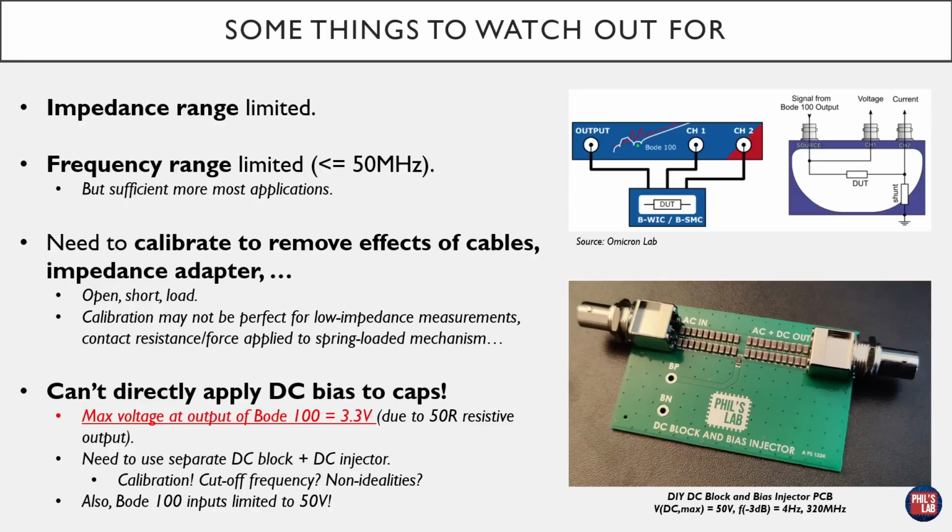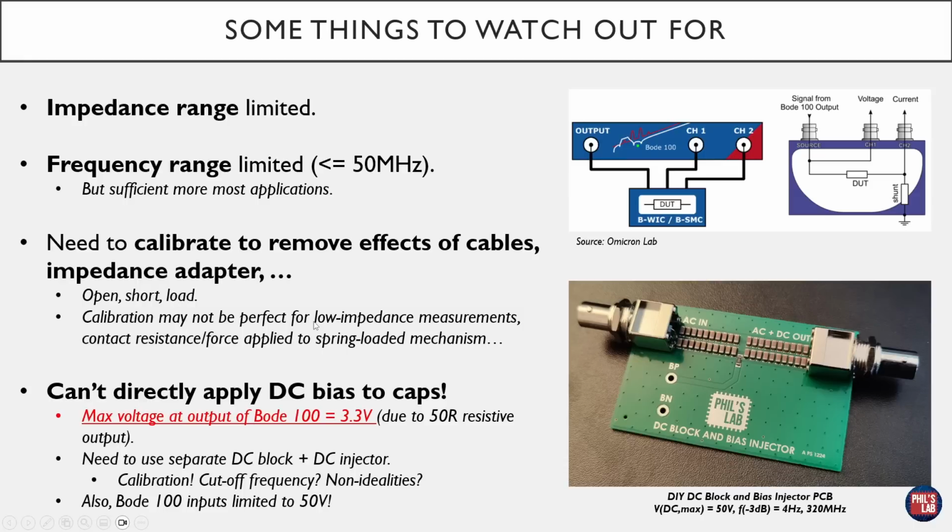We always need to calibrate to remove the effects of cables, the impedance adapter, and our test harness. We don't have ideal connections going, for instance, from the output to the impedance adapter or from the impedance adapter back to the channel 1 and channel 2. Those wires and cables and connectors will have their own reflections, impedance mismatches, parasitic capacitances, inductances, which need to be nulled out with a calibration. The way we do this for the impedance adapter is perform an open, short, and load calibration. So open circuit, which is high impedance, short, close to 0 ohms, and load, a known resistive value.